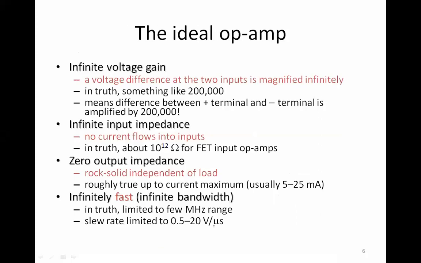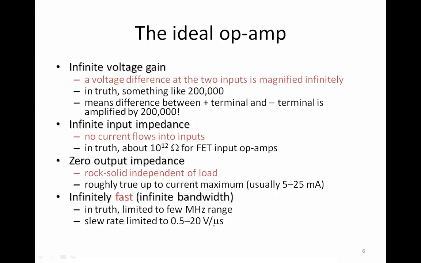Fine. Now there are some properties which say this is an ideal op-amp. This is when I call it perfect. We can understand that with the help of these points which I have put. The ideal op-amp will have infinite voltage gain, which means a lot of gain. Suppose you give 5 as your input, you might even get 500 as your output. So there is an enormous voltage gain. A voltage difference at the two inputs is magnified infinitely.